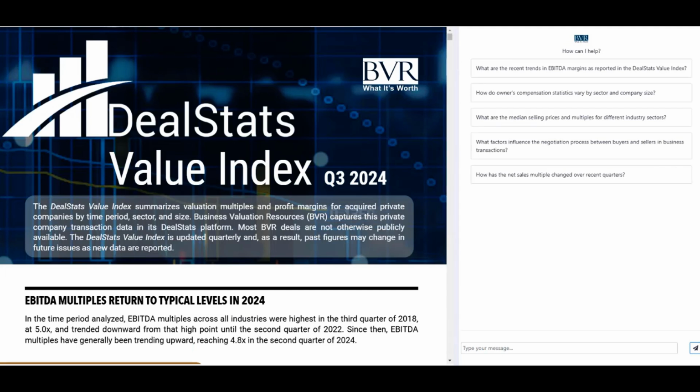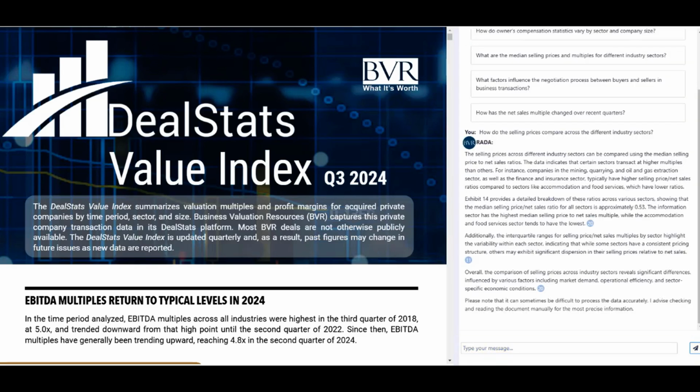Here, in the third quarter 2024 DealStats Value Index, RADA will provide some suggested questions to the right. We may also type any question we wish into the text box below. If we ask RADA, how do the selling prices compare across the different industry sectors? RADA provides us with a detailed analysis and response using the information contained in this PDF. RADA also provides the page numbers used as citations so we can further validate any of RADA's responses.